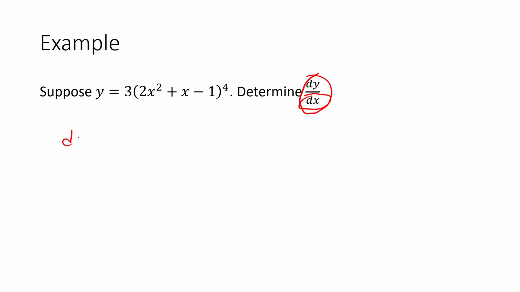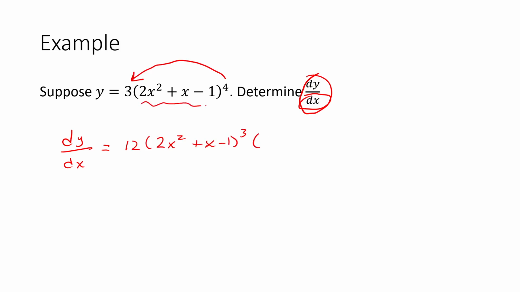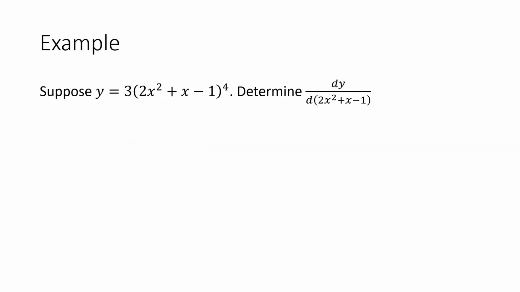So to do this, this is a derivative the way we're getting used to doing it. Just multiply 4 times 3, we get 12, times 2x squared plus x minus 1, quantity to the 3, times the derivative with respect to x of what's inside, which is 4x plus 1. And that's the end of the question. That's the answer. So that's something you're used to, but perhaps you're not used to this.